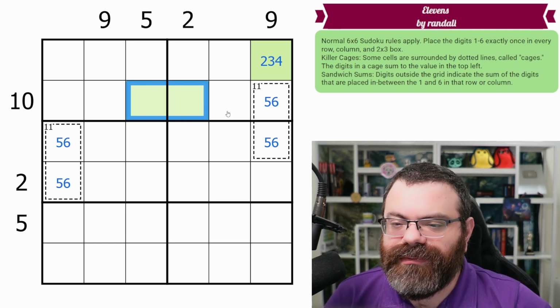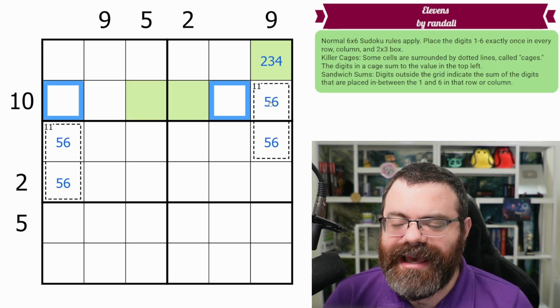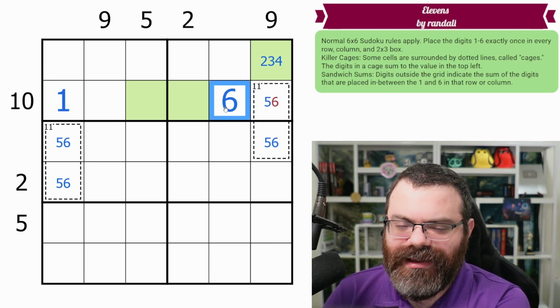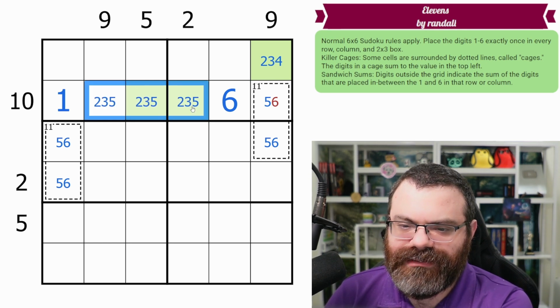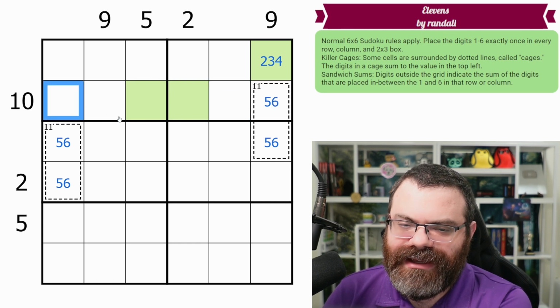Okay, so the other thing we know about the 10 is we know what the outie is for it. So like, let's say we had 1, 6 here, right? Maybe that's going to be key. We know this is going to be 2, 3, 5 in the middle, right? So we know the outie is going to be a 4. And that is key.